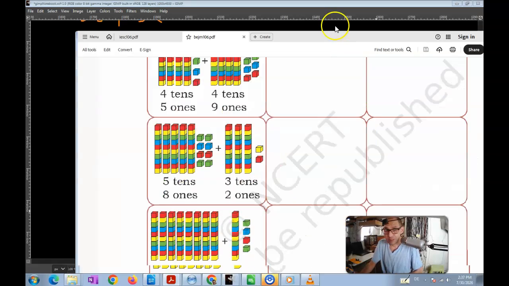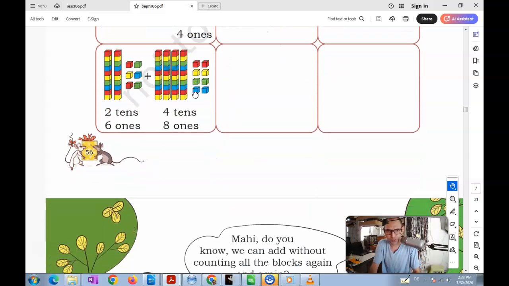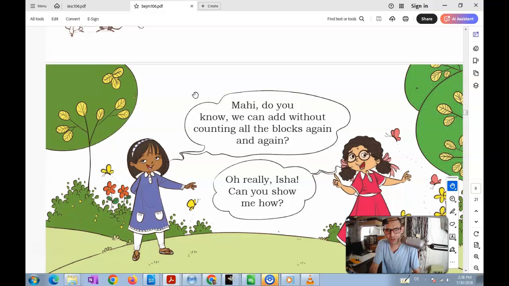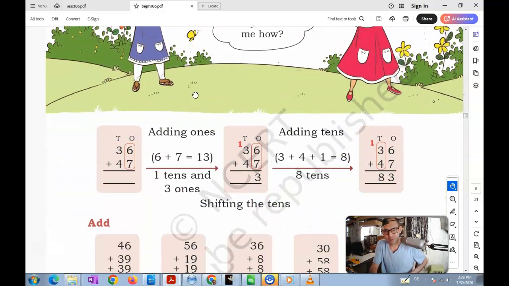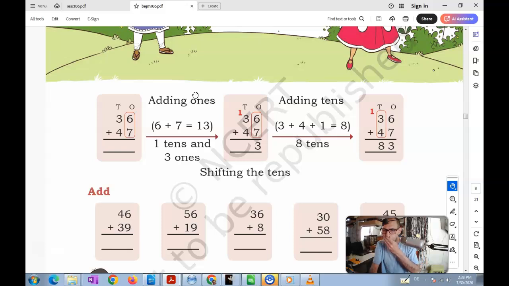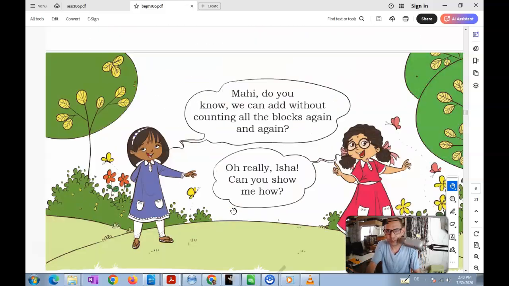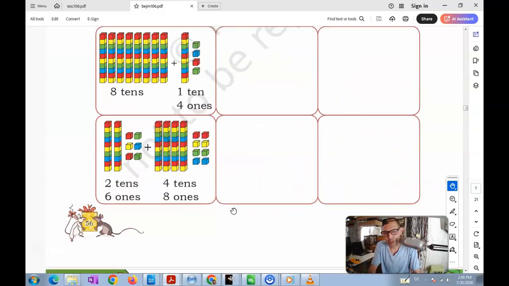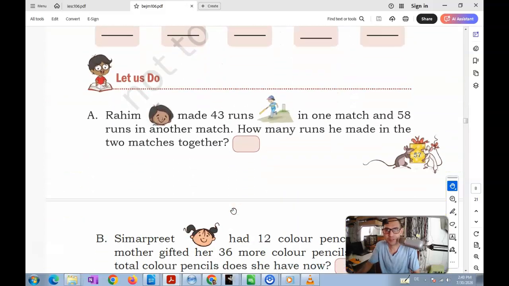So that's basically that. You can go through these if you like. Okay, so now that's all about working with these blocks, and I will see you in the next video with a little bit of subtraction. Thank you.